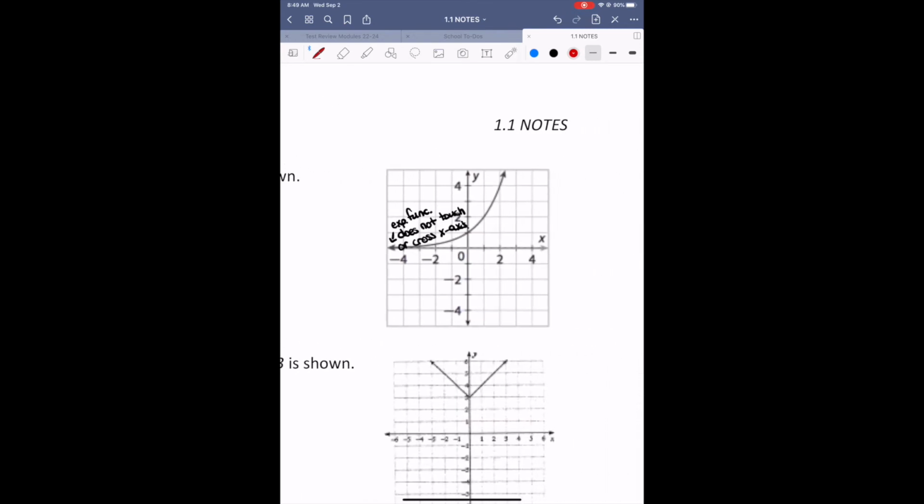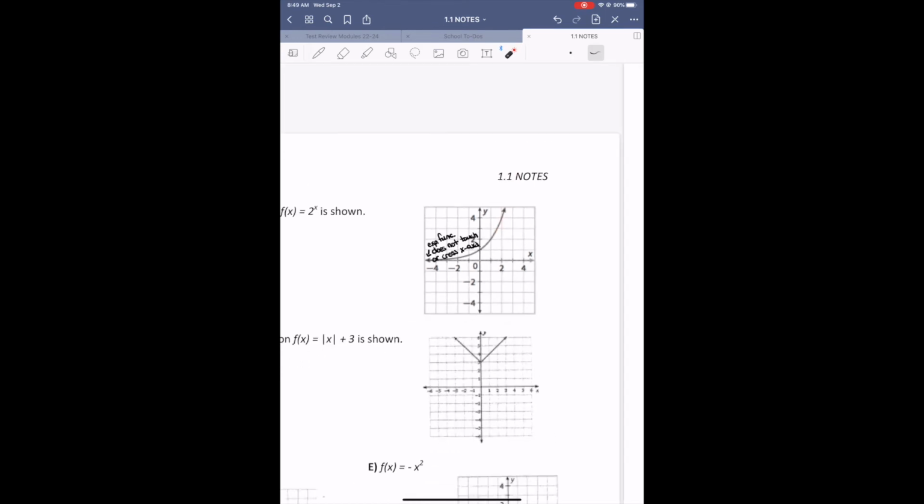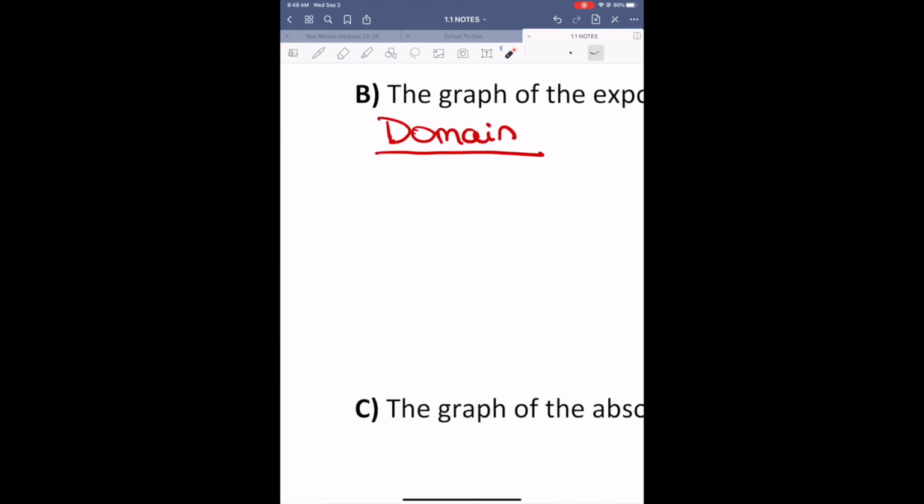So from left to right, where does my function start? We don't know where it starts. You can see that there's an arrow there, meaning it's going to extend to infinity. Where does it end? Again, there's an arrow, so we don't know. It's going to extend to infinity. So the domain would be written the same as we've been doing, negative infinity to positive infinity.